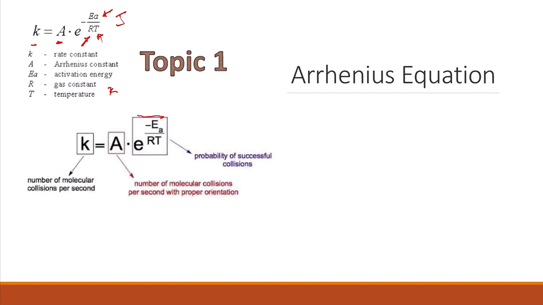Remember that this part here determines the probability of successful collision in a reaction. So if the activation energy increases, that means this value will decrease and the k, or the rate constant, will decrease, because an increase in the activation energy means a decrease in the rate.